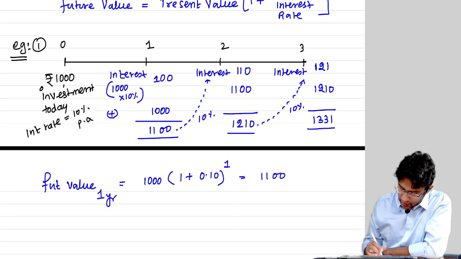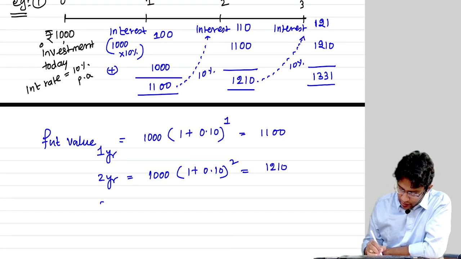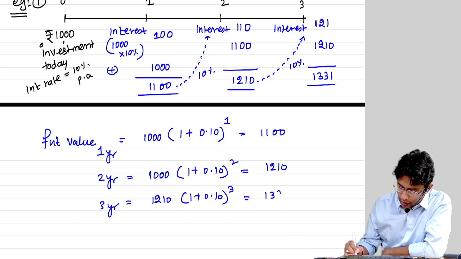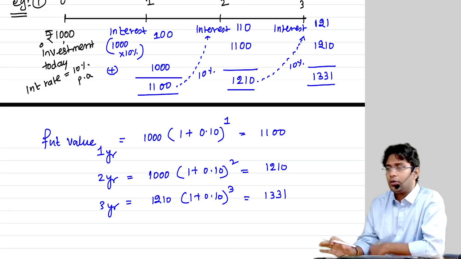1100. If you want at the end of second year, then it will be 1,000 into 1 plus 0.10 whole square, 1210. Third year, 1210 into 1 plus 0.10 whole cube, 1331. So that's how you get your numbers directly.